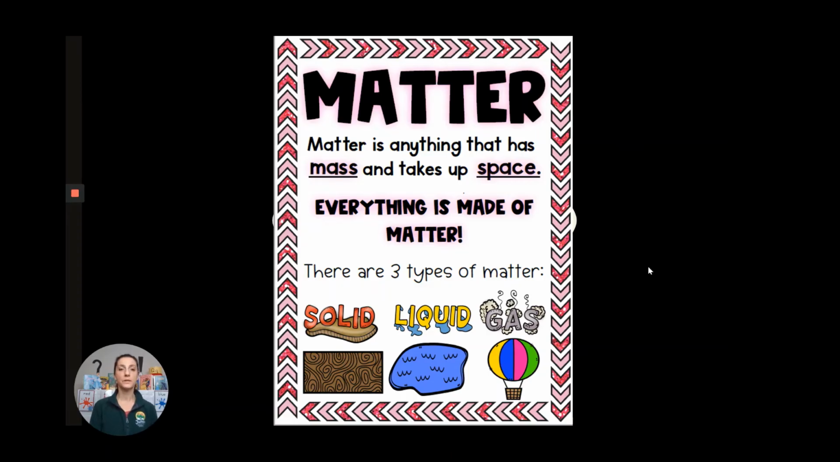Okay, so here we are with our science terms. Matter is the first term. Matter is anything that has mass and takes up space. Everything is made of matter. So anything that you know in this world, whether you can see it or you can't see it, or you can touch it or you can't touch it, it is made of matter. And there are three types of matter. We have solid, liquid, and gas.